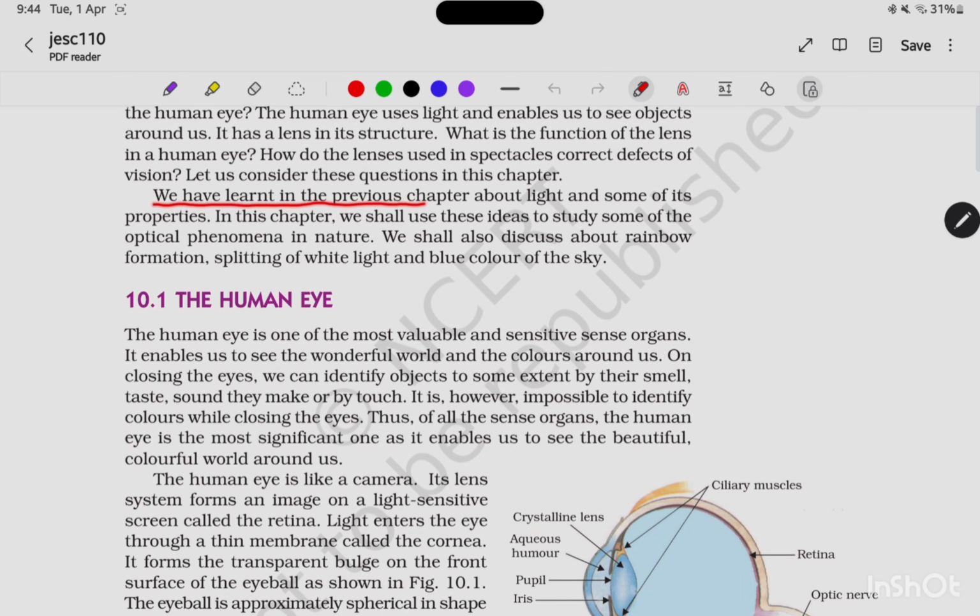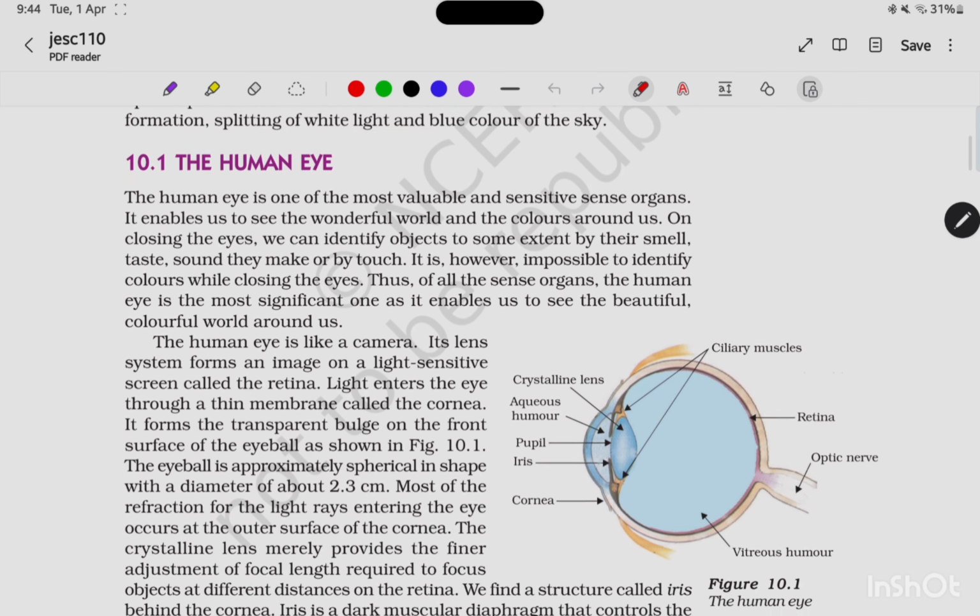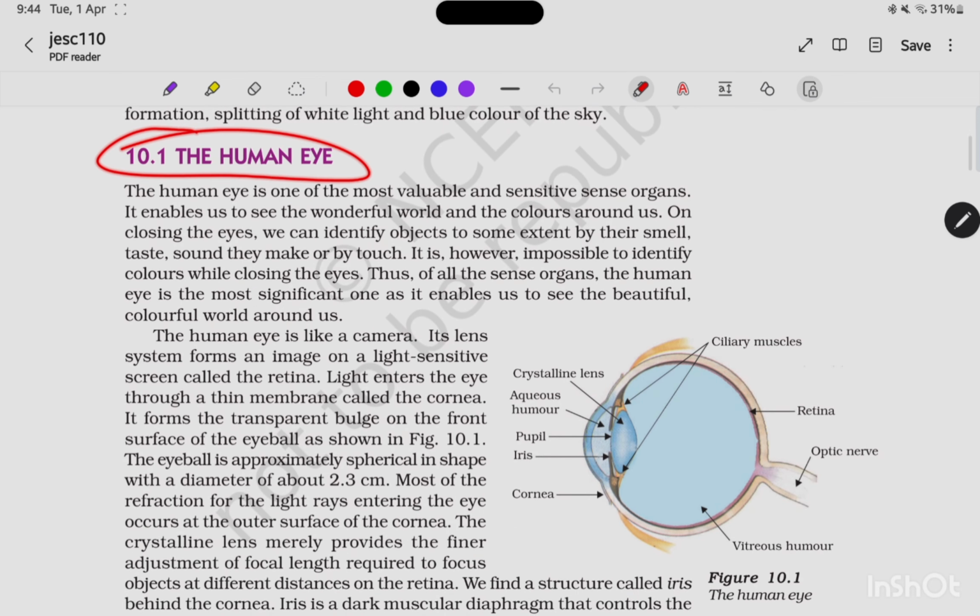We have learned in the previous chapter about light and some of its properties. In this chapter, we shall use these ideas to study some of the optical phenomena in nature. We shall also discuss the rainbow formation, splitting of white light, and the blue color of the sky. So let's get started with the human eye.